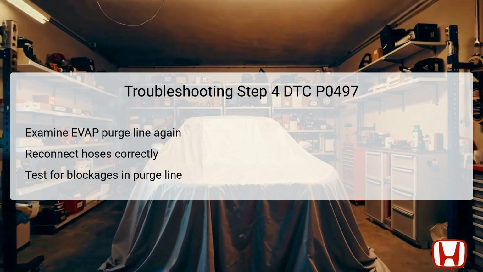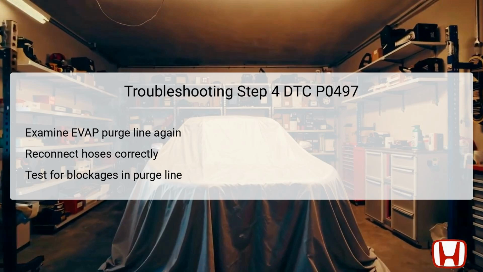Once reconnected, disconnect the purge line from the EVAP canister again. Attach the T-fitting, vacuum gauge, and vacuum pump as before to test the line thoroughly. After ensuring the connections are secure, apply about 2 kilopascals of vacuum to the line while activating the EVAP PCS on function through the HDS.